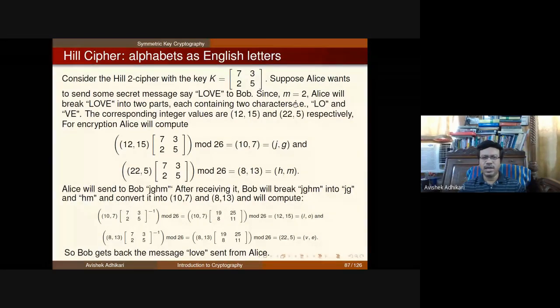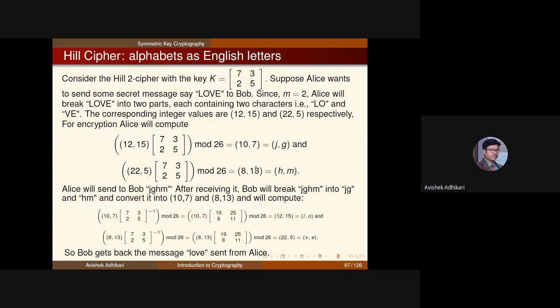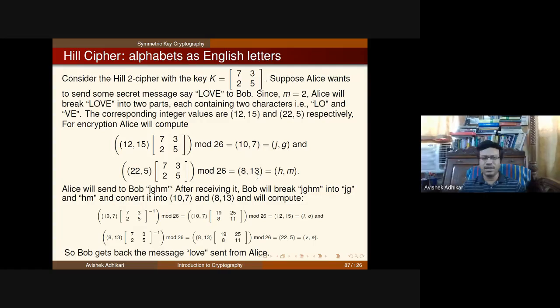So here the M value is 2. So you can encode it like LO. So the roll number for L and O is this, and VE is this. So you just multiply it modulo 26. So this is your ciphertext. So it comes like 10, 7, 8, 13.